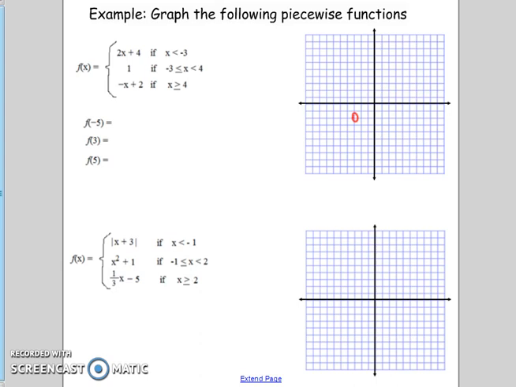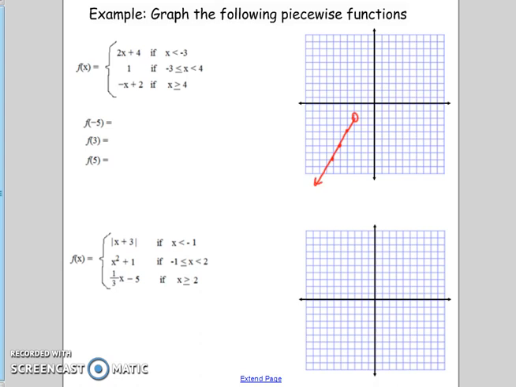So from here, I can either pick other x values that are less than -3 and plug them in, or I can just count my slope. Since my slope is 2, I know that this is going to be going this way. Okay, so here's that piece.